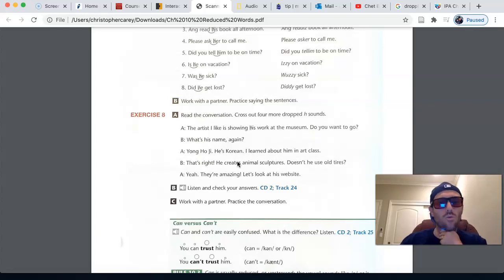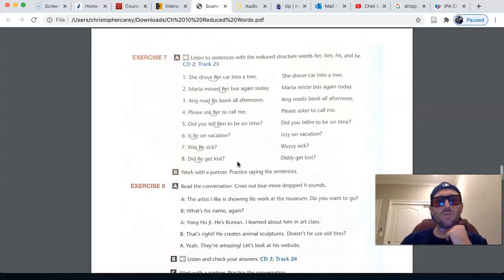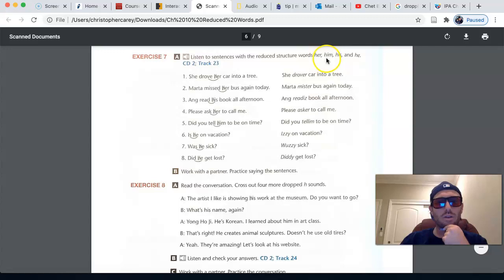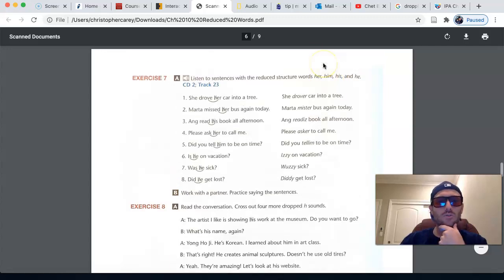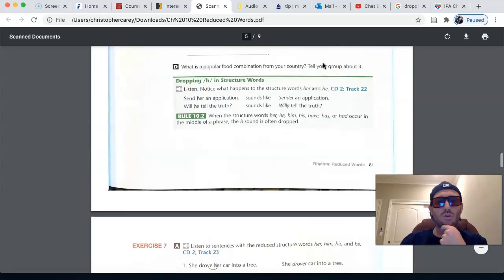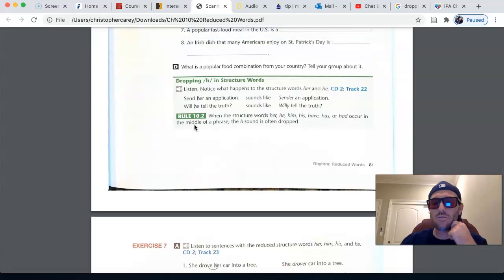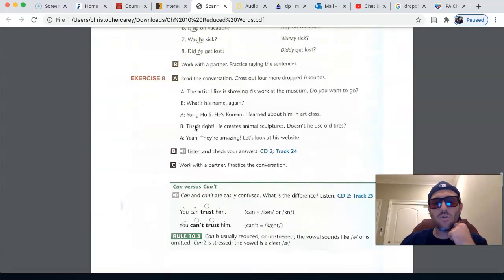All right, we're going to listen one more time. Now remember, for these words, her, him, his, and he, we only get the dropping of the H sound when those words occur in the middle of the phrase. You'll see here, if we look at the conversation, when they come at the beginning of the sentence, there's no reduction.